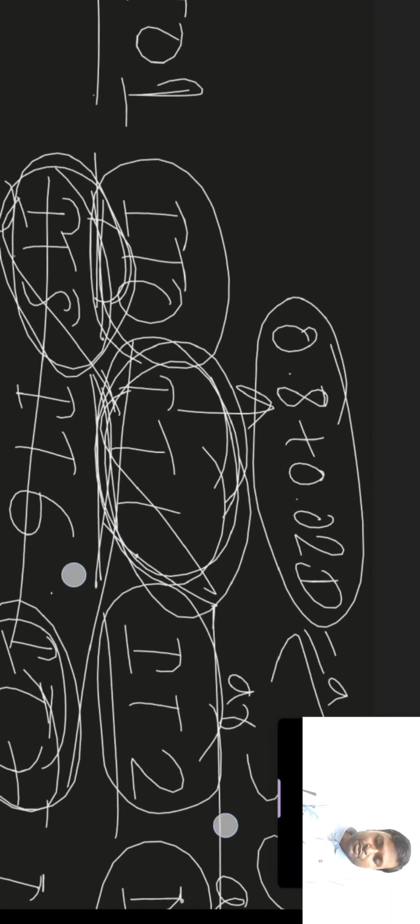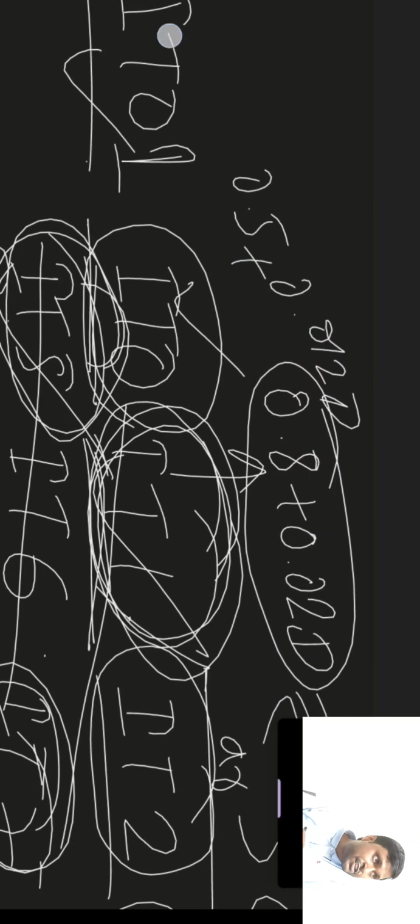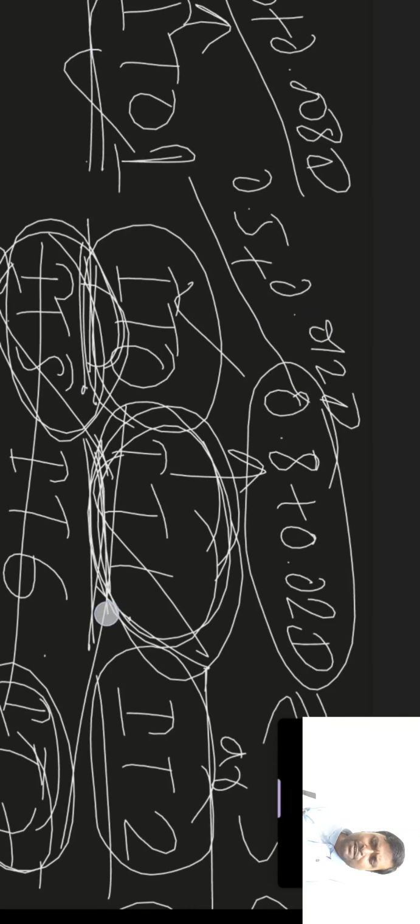Come to IT0 and IT1. The value of IT01 is 0.3 plus 0.008D, and the value of IT0 is 0.5 plus 0.012D. What we are seeing is that we are not having any series for IT01 or IT0, and again for IT1 we are having a value.